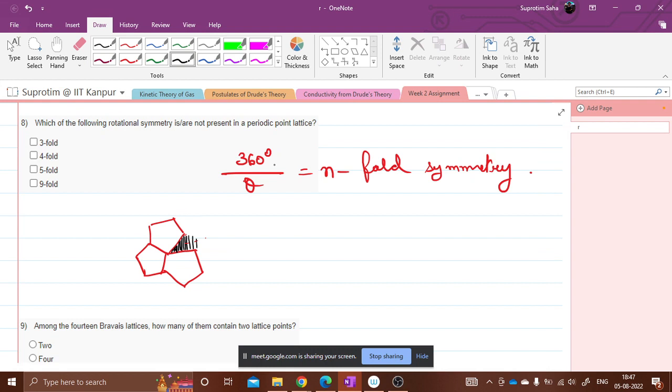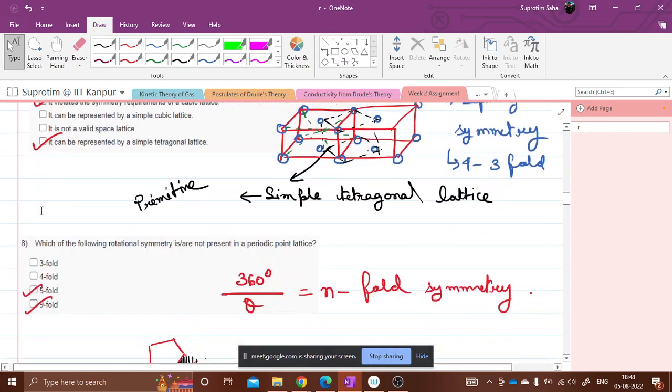The catch is that whatever fold symmetry it is, threefold or fourfold, it has to encompass or cover the entire lattice space. But fivefold, and similarly ninefold symmetry, will not be able to cover the entire space. So the correct answer would be that fivefold and ninefold symmetries are not allowed. Alright, so it's pretty simple.